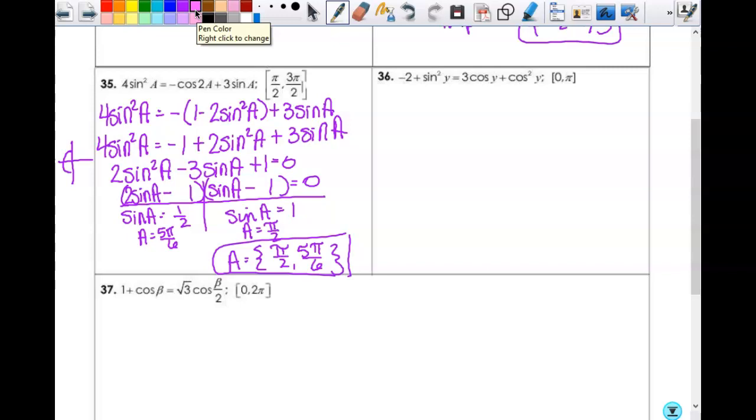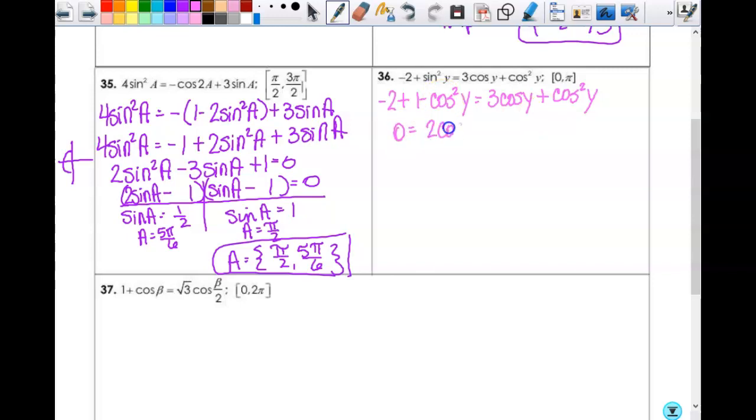So here I've got a sine squared, a cosine, and a cosine squared. So overall, I think the cosines are what I'm going to have to keep because I can change this into something cosine-y. So I get negative 2 plus sine squared, which would be 1 minus cosine squared y, equals 3 cosine y plus cosine squared y. So I will move everything over to one side. It doesn't always have to be the left because if I move this to the left, my squareds are negative. I don't want that to happen. So I'm going to move everything to the right.